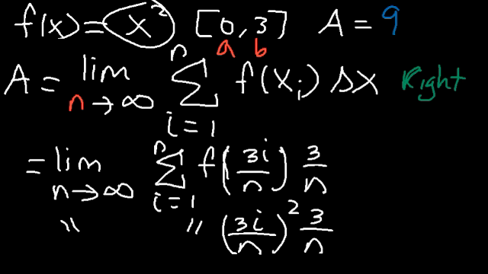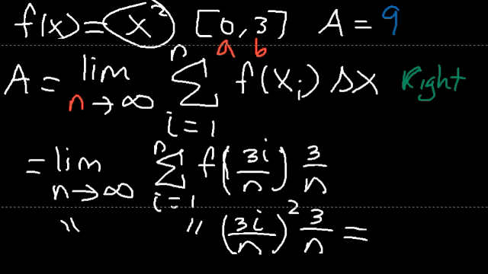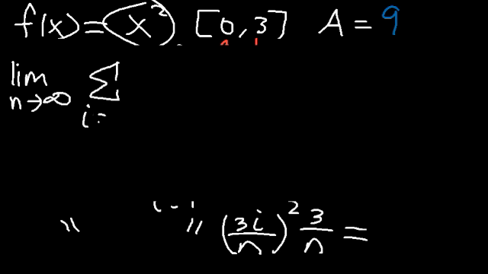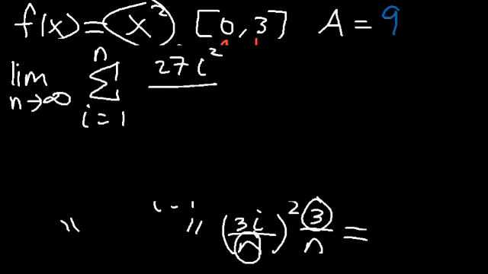Times all of this stuff. So let's make some space. So what we now have is the limit as n approaches infinity, this stuff, times 3 squared is 9 times the other 3, that's going to be 27 i squared divided by n squared times 1 over n, which is n to the third.